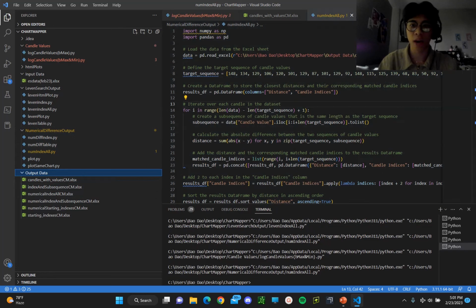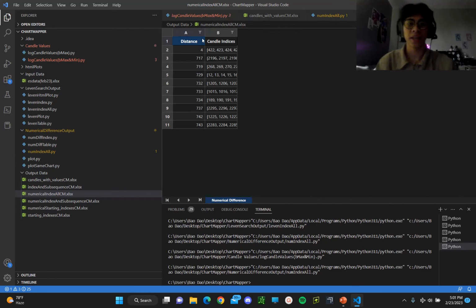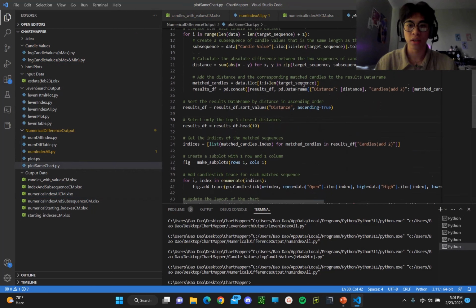Once you run a search, it'll output on an Excel sheet. These are all the matches, in ascending order, so what is the closest, and it gives you the indexes, all the locations for the candles. Once you have all of the candle locations, all you need to do is find where it is inside the graph and then plot it out. And that's what this code does.